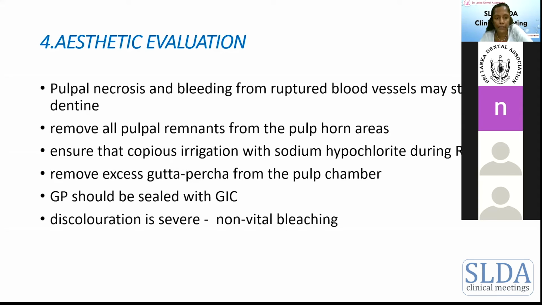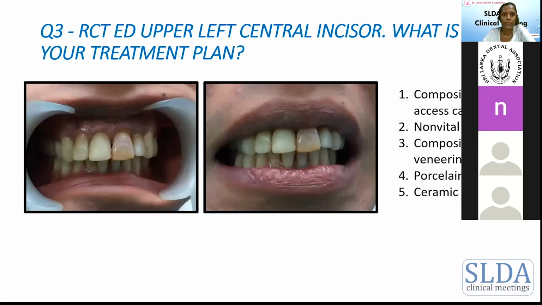If the discoloration is severe, you can do non-vital bleaching. So this is my third question. We have a poll again. This is a root canal treated upper left central incisor. So what is your treatment plan? There are 5 options given. You can respond with your answer.